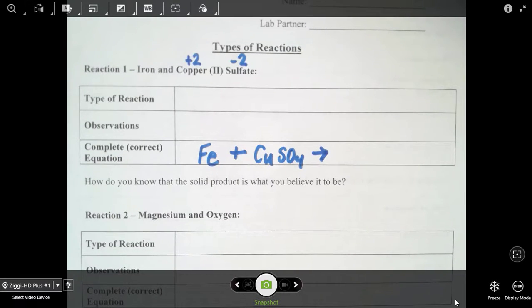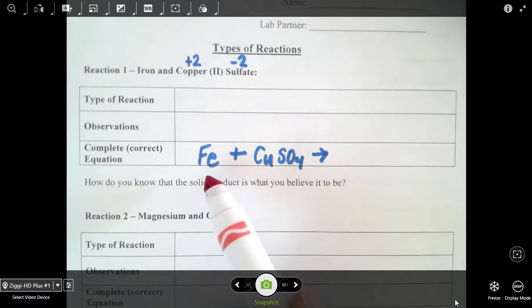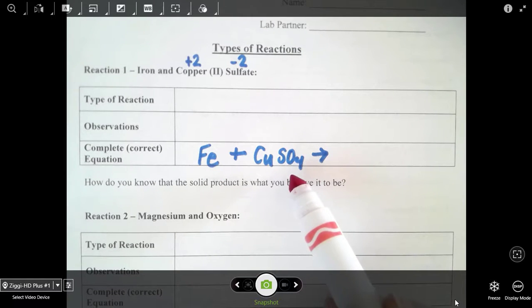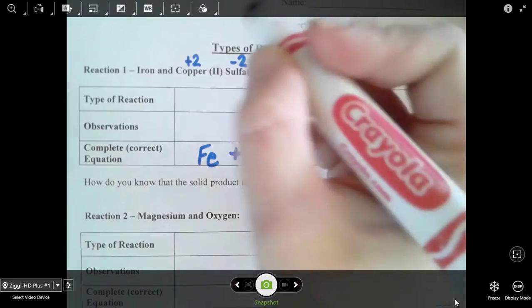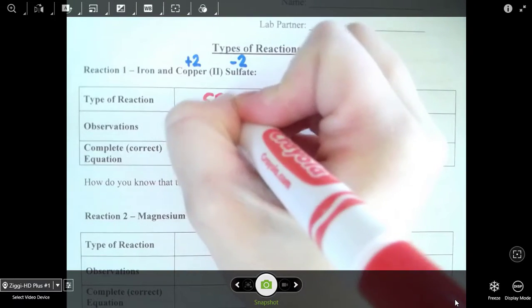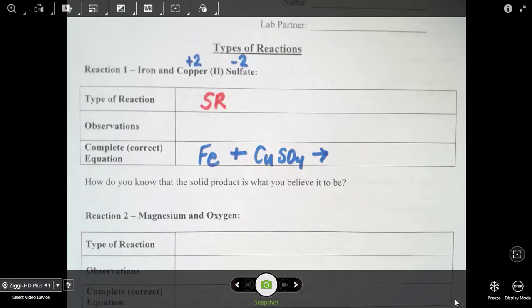From what we have here, we should be able to decide what type of reaction this is. So you have to look at, do we have elements, compounds, one of each? There's one of each. There's one element, which is the iron. There's one compound, which is the copper sulfate. So if you have one element and one compound, what type of reaction is this? Single replacement. So up here in the type of reaction, you can abbreviate if you want, single replacement.